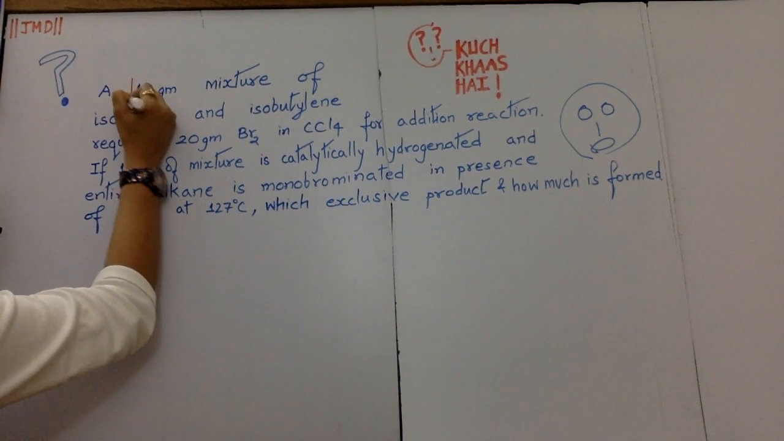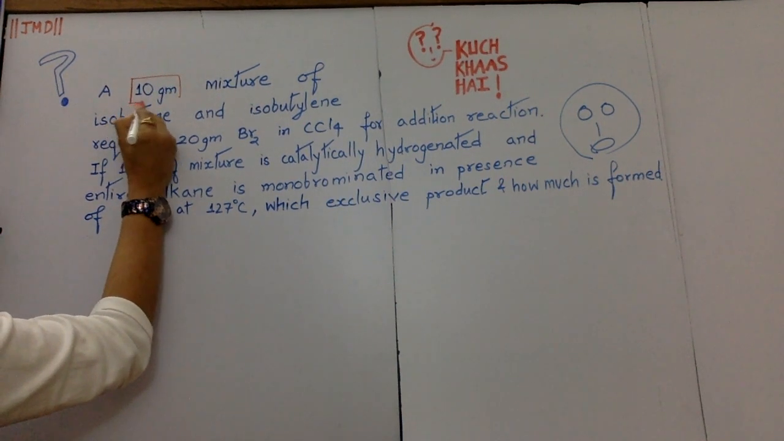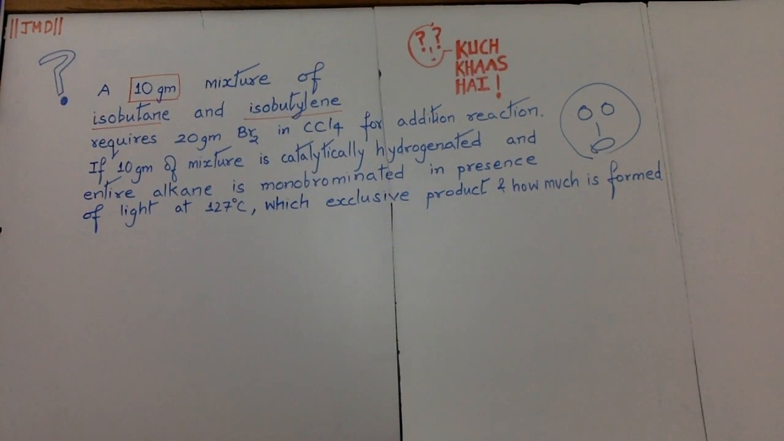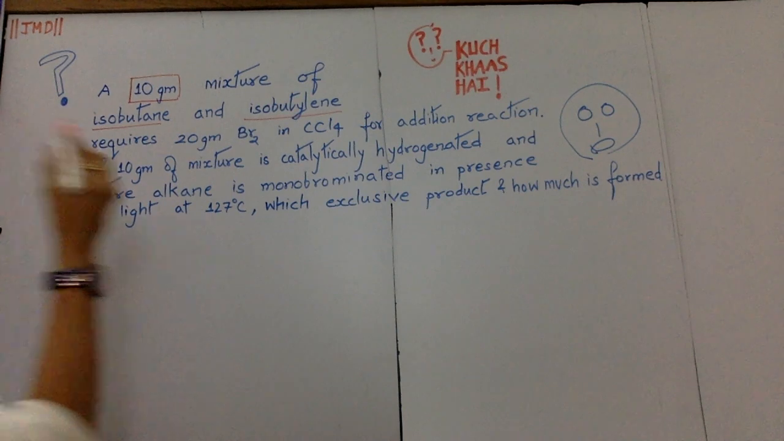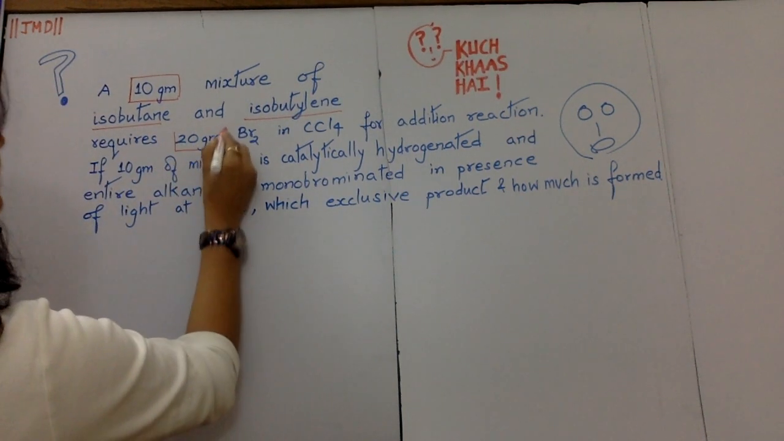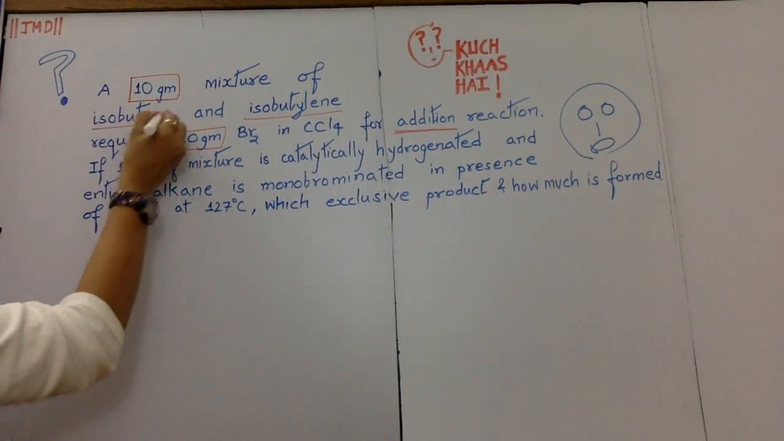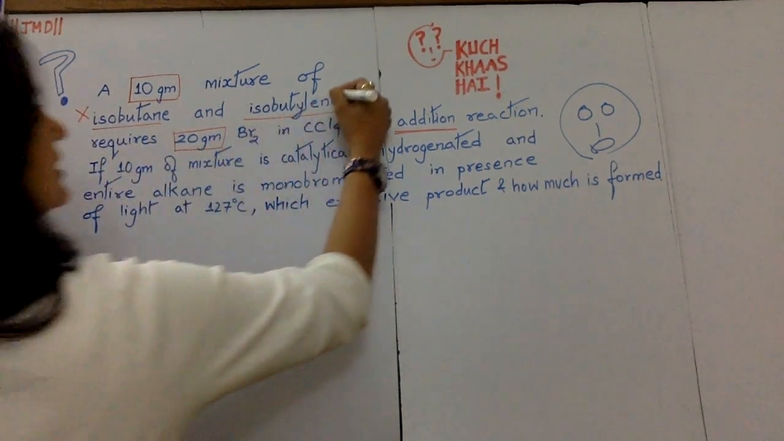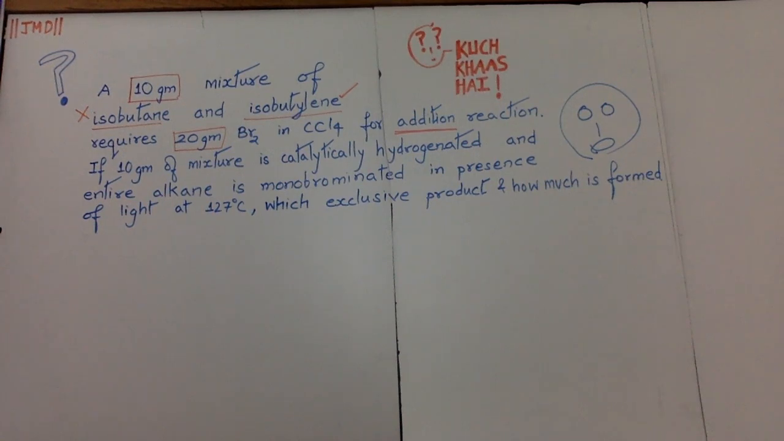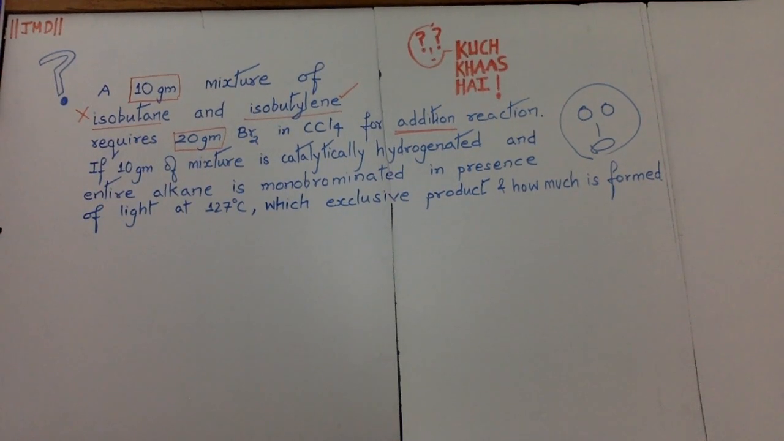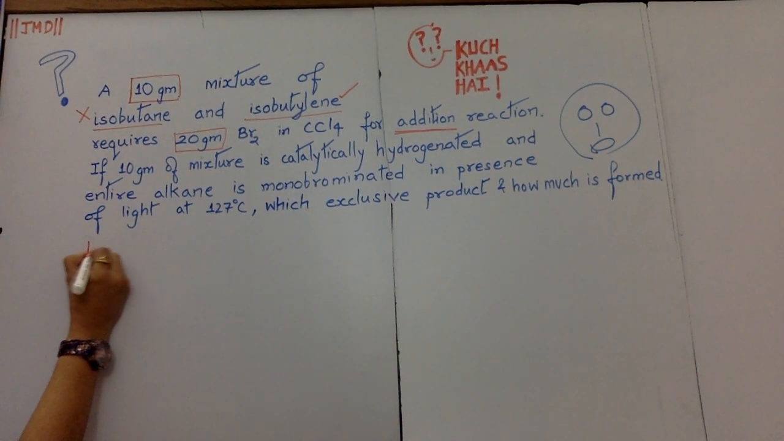Now this 10 gram which they are saying is the mixture of isobutane and isobutylene, which requires 20 gram bromine on addition. Now we know alkanes do not undergo addition. Alkenes undergo addition. So it is very clear this 20 gram bromine basically reacts with isobutylene.